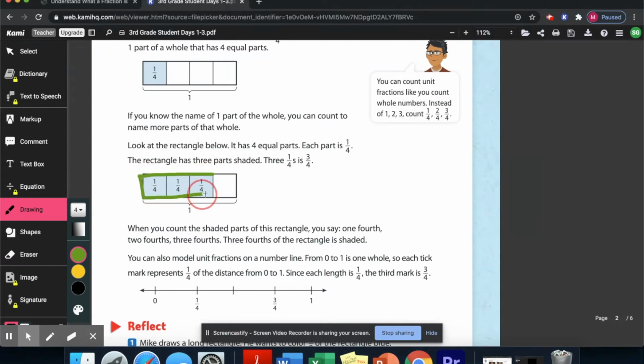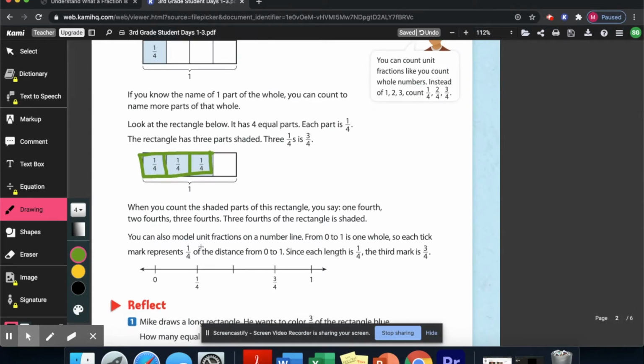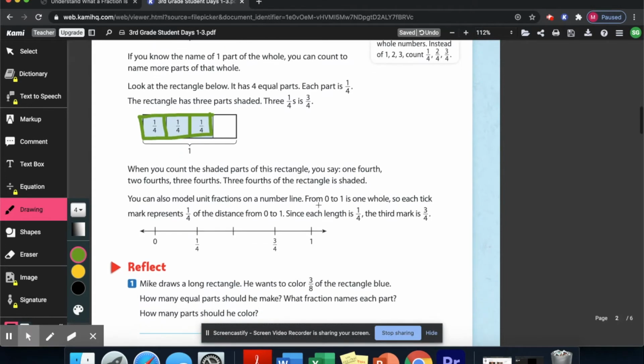So I'll go ahead and highlight it. 3/4 of it. This is what they're talking about. 1/4, 2/4, 3/4. You can also model unit fractions on a number line. From 0 to 1 is 1 whole. So each tick mark represents 1/4 of the distance from 0 to 1.